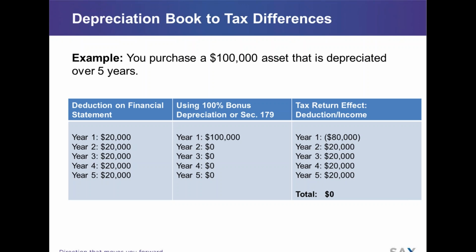The first column is the deduction you would get on your financial statement. So you get $20,000 as a deduction every year. On your tax return, however, we elect to take 100% bonus or use Section 179, and we get that entire deduction for depreciation in the first year. So in year one, we have an extra $80,000 in savings on our tax return.